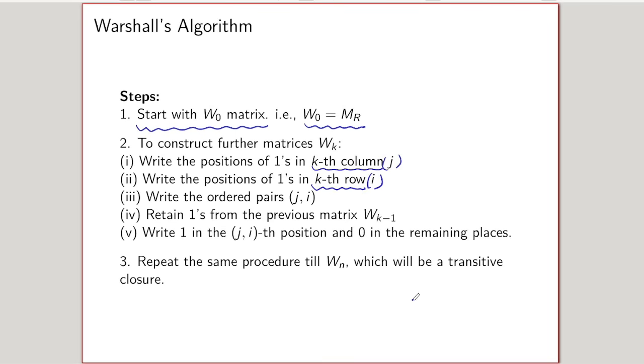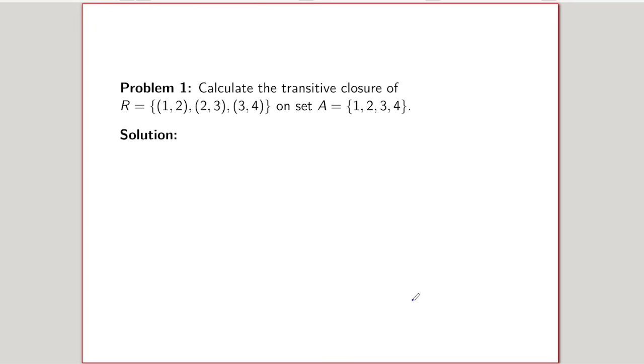We name them I. Then we write the ordered pairs (J, I). Note that the first entry should be the column entry and the second entry should be the row entry. We retain the 1s from the previous matrix Wk minus 1, and additionally put 1 in the (J, I) positions and the remaining places as 0. We repeat the same procedure till Wn, and from the Wn matrix we can obtain the transitive closure. Let us see the first problem.